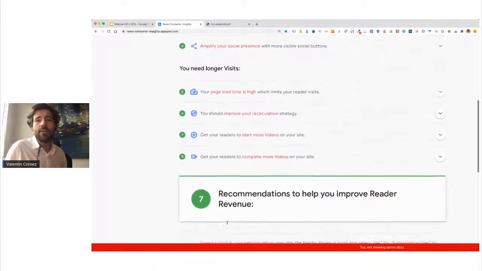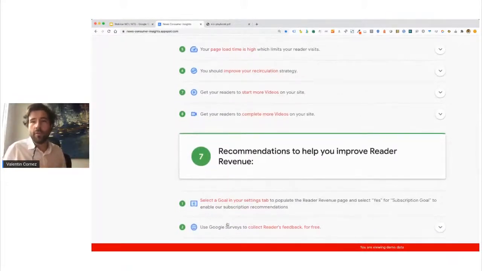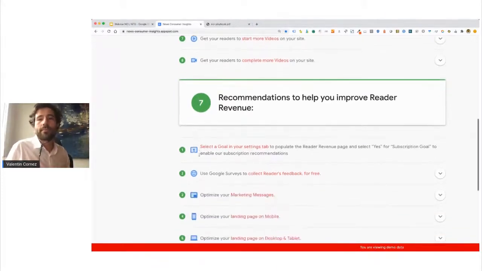But if you go down, you start seeing that we have another topic that we like to cover, which is reader revenue. This number is also dynamic. Those recommendations are also dynamic, and we're going to populate them once again based on your Geo account. So let's take a look at them. 7 recommendations to help you improve reader revenue. You are a subscription publisher, you have a subscription business, and this is the type of recommendation that you will see. You will need to optimize your marketing messages.